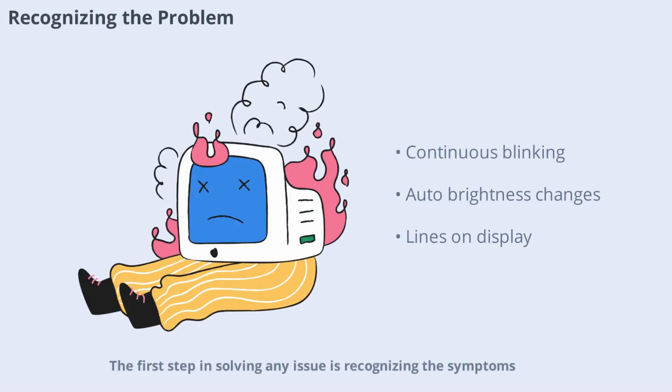First step in solving any issue is recognizing the symptoms. Laptop screen flickering can show up in several ways. You might see the display blinking continuously, notice the brightness changing on its own, or spot horizontal or vertical lines across the screen. Sometimes the flickering only starts after you log in or when you change the screen brightness. In other cases, it might happen after a recent Windows update. Interestingly, if you connect your laptop to an external monitor and the external display works fine, that's an important clue about where the problem lies.